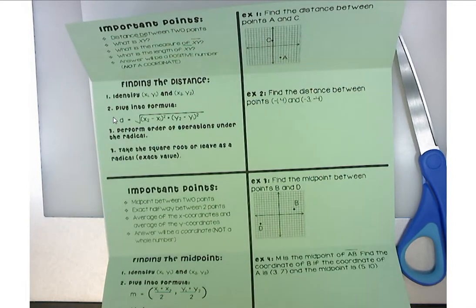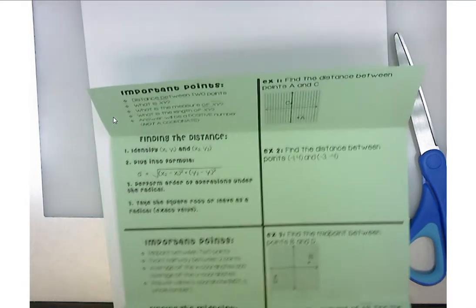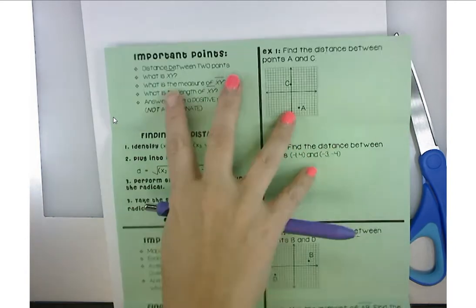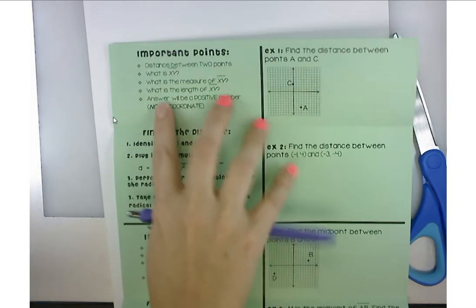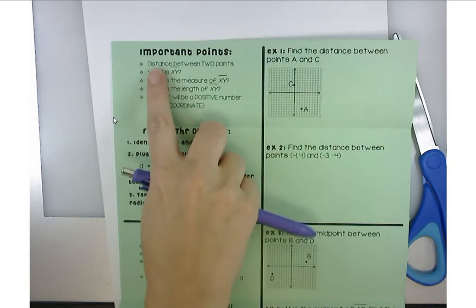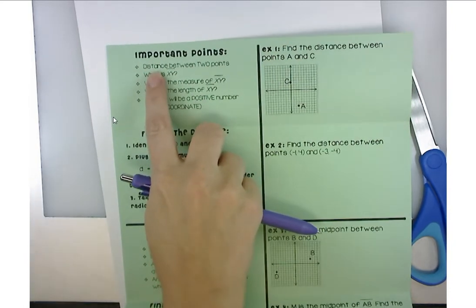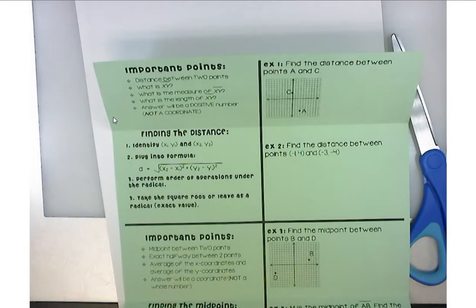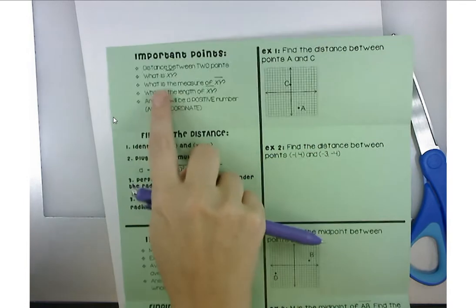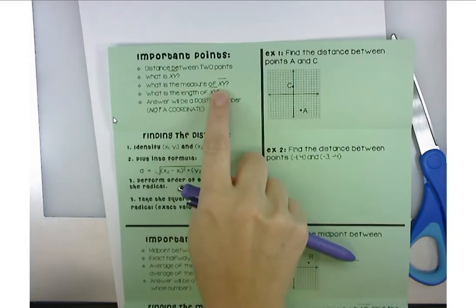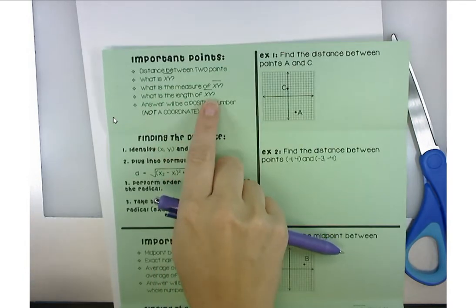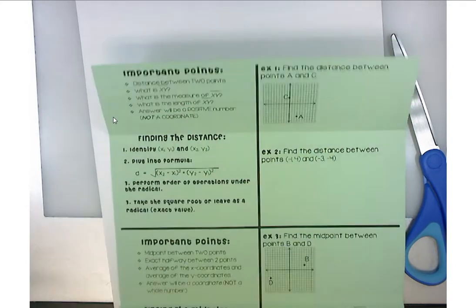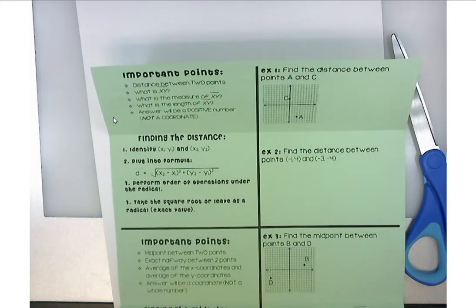Okay, now in the center, we're just going to read a couple things first. These are just important things to know. So what you're finding is the distance between 2 points. Something that you might see is, what is xy? What is the measure of xy? What is the length of xy? If you have any of those questions, you can use the distance formula.